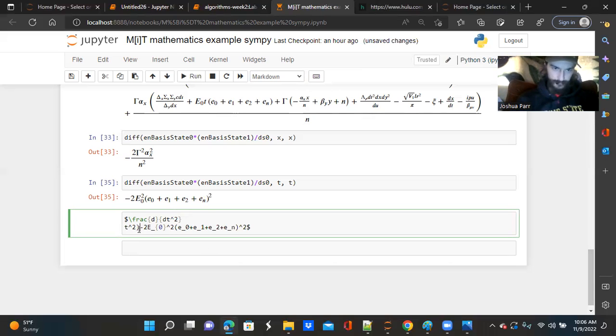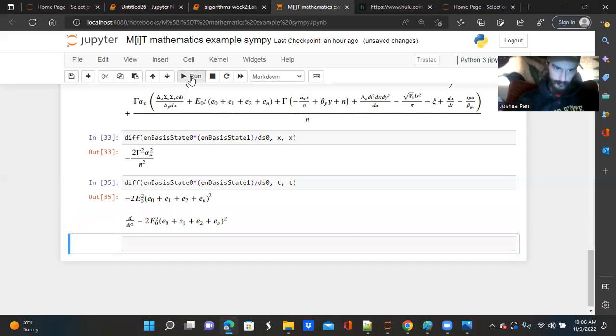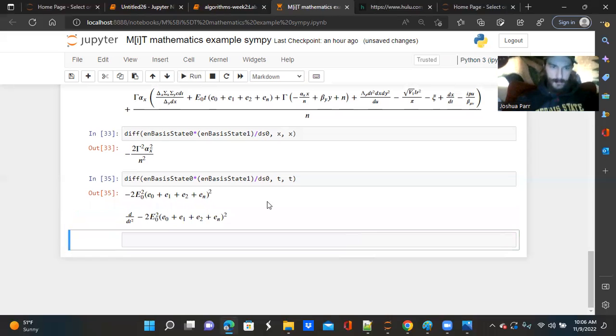How about that? There you go. That's how you write this right here in Markdown. And I'm going to do it again here. I'm going to show you. So you have to have dollar signs at the start and end.